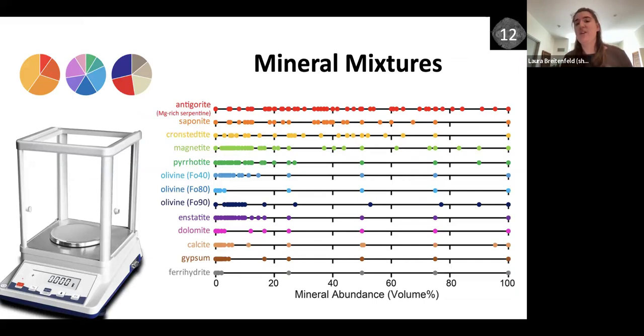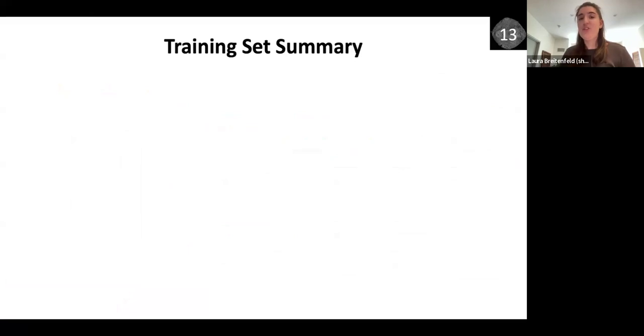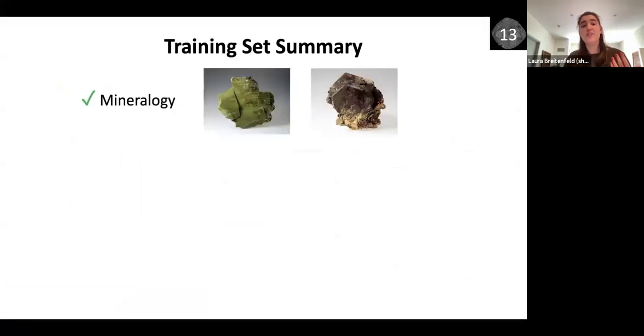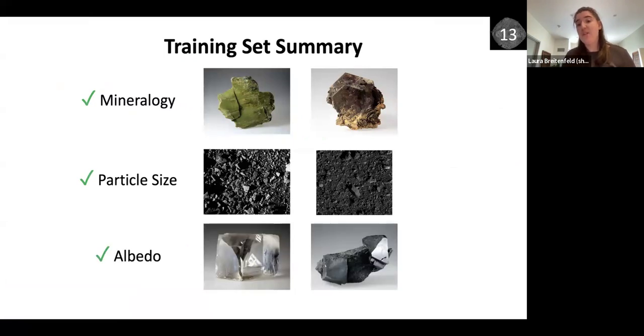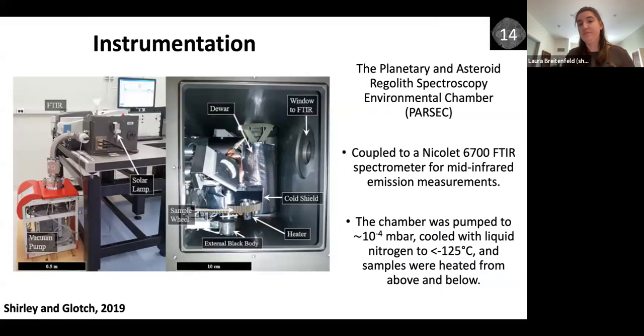So this is a summary figure that shows what the training set composition consisted of. So the training set had to consider the mineralogy of relevant materials to Bennu. It also considered particle size, so it included both fine and coarse materials. This is important because in the mid-infrared, they have different influences on the spectra, as well as the albedo of the mixtures themselves to be most relevant to this asteroid.